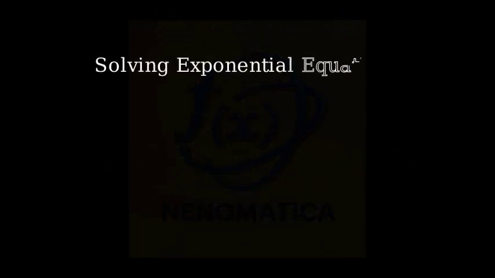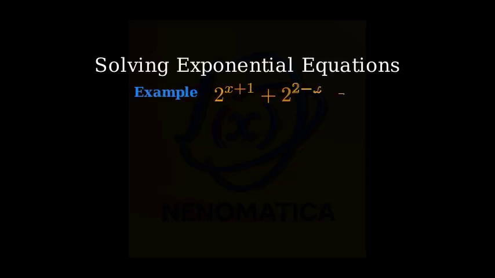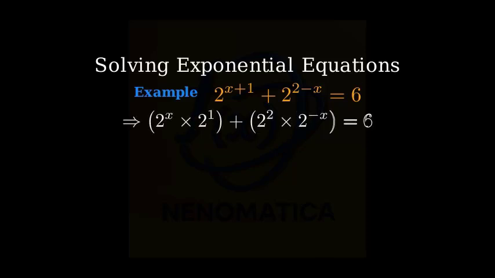Welcome to today's lesson on solving exponential equations. Let's solve the following exponential equation using the properties of exponents. To solve this exponential equation, we'll first rewrite the expression by using the properties of exponents. For the first term, 2 to the power of x plus 1 can be written as 2 to the power of x times 2 to the power of 1. And for the second term, 2 to the power of 2 minus x can be written as 2 squared times 2 to the power of negative x.